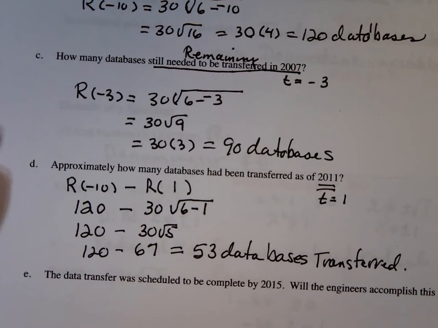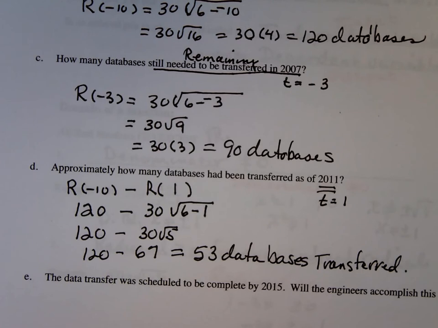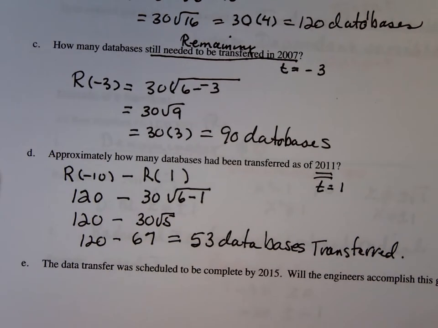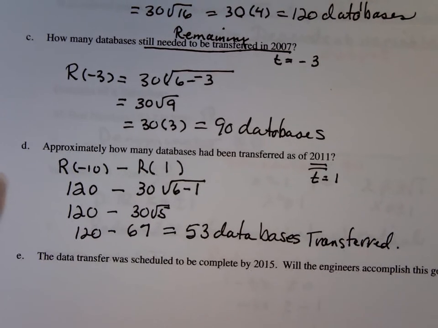These guys, whoops, sorry about that. These guys are really slow. We've been working on this now for what, 11 years? And we've got 53 databases transferred after 11 years. That's called job security.